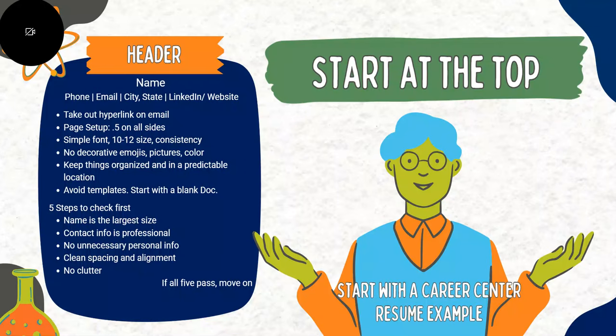Before moving on, check these 5 critical steps. Number 1, ensure your name is the largest text on the page. 2, confirm your contact information is professional and accurate. 3, remove any unnecessary personal information. 4, maintain clean spacing and alignment throughout. 5, avoid clutter to keep your resume easy to skim. If all 5 areas are satisfactory, you're ready to proceed to the next sections of your resume.